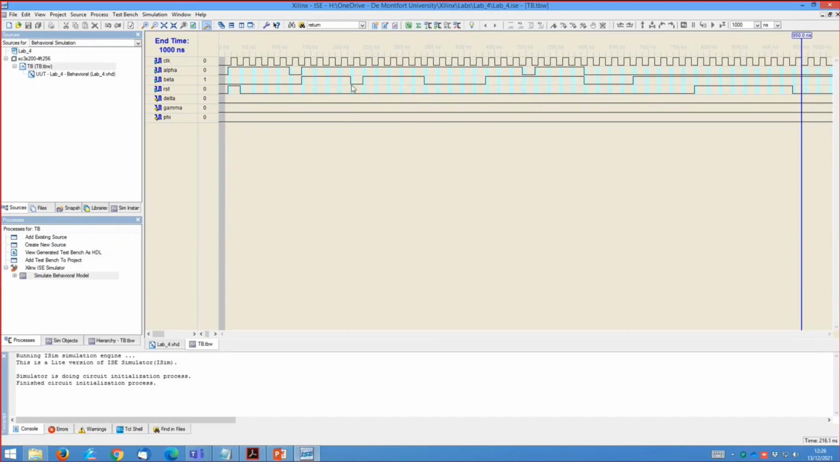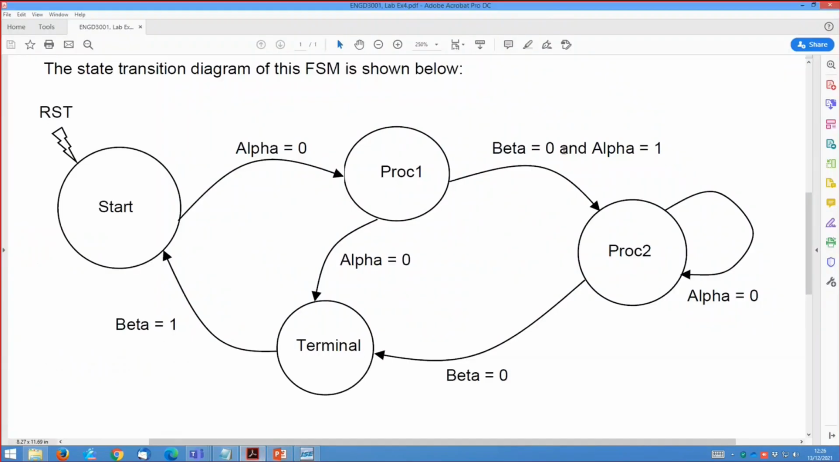Then I make beta equal to 0 and alpha stays at 1. If beta is 0 and alpha is 1, then I'll be going this way because this condition is now true. I'll go from proc 1 to proc 2.